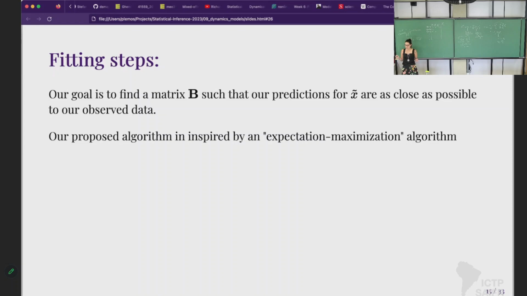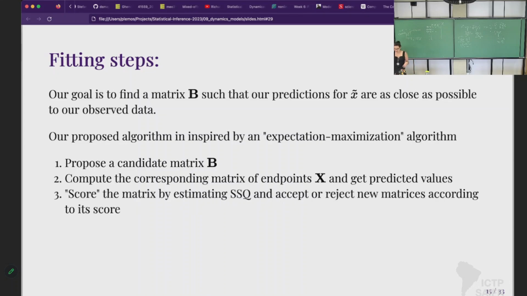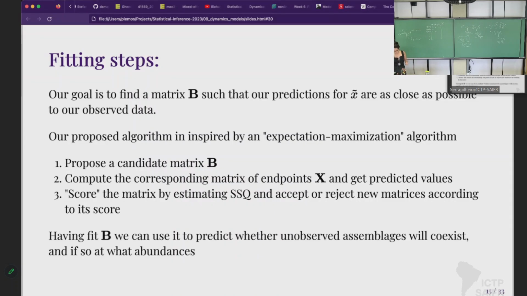One of the algorithms that we propose is inspired by what's called the expectation maximization algorithm. Basically, we propose a candidate matrix B. Once we propose this candidate matrix B, you can sample a matrix, and then you get your expected values of X. Then you do your sum of squares. You score this matrix by seeing what the sum of squares is, and you either accept or reject this matrix according to its score. Then you propose another matrix. You mutate this matrix a little bit. Is it better than what I had before? Is it not? Then you keep scoring these different matrices until you reach a point where you're minimizing the sum of squares. With this, you're guaranteed to find a matrix B that can fit your data.